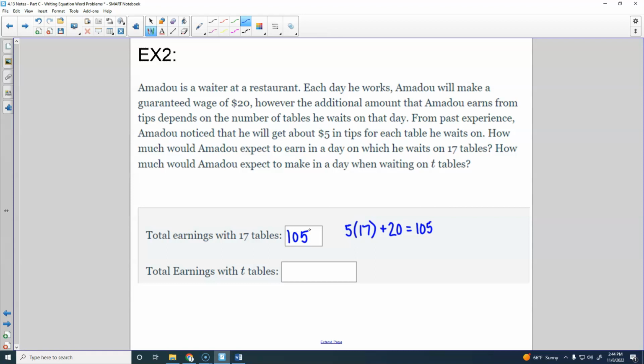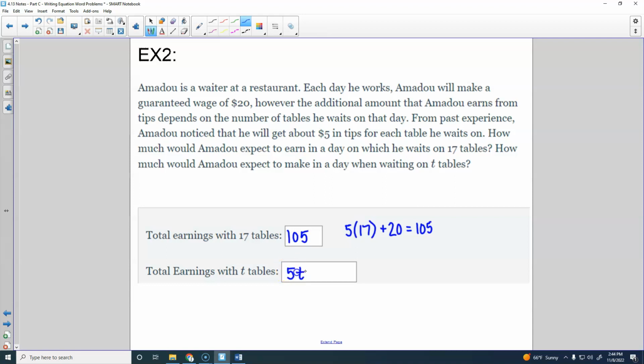Okay, all right, total earnings with T tables. So this time it's going to be an expression that has a T. So Riley, what would that look like if it were T tables instead of 17 tables?